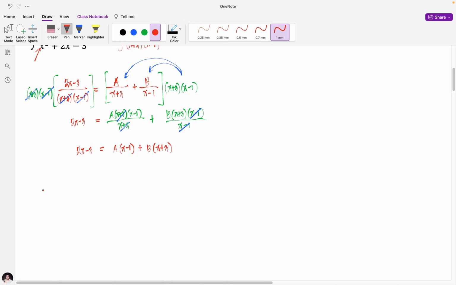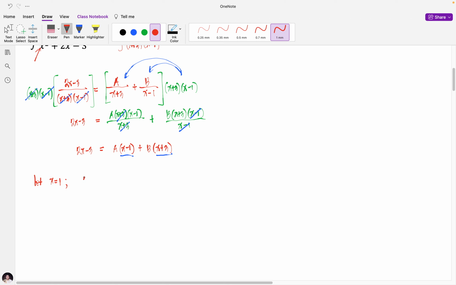Again, we need to find the values of A and B. To make it easier, I will let x be any value such that A and B can be solved. Observe on the right-hand side of the equation, this term will become 0 if x is equal to 1, and this other term will become 0 when x is equal to negative 3. Therefore, I will use those values of x to solve A and B more easily, because if one term is 0, only one variable remains. So, I will first let x be equal to 1.